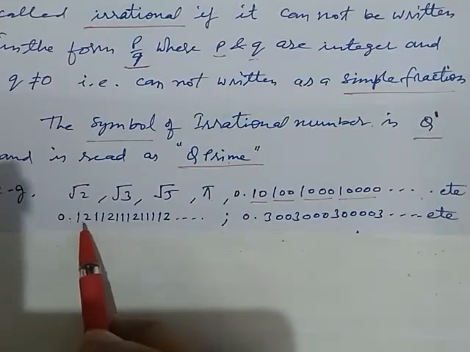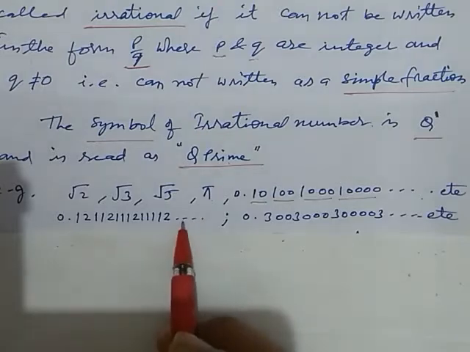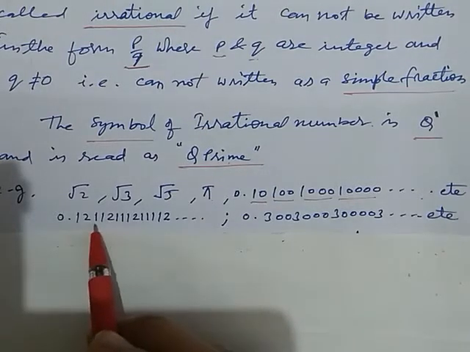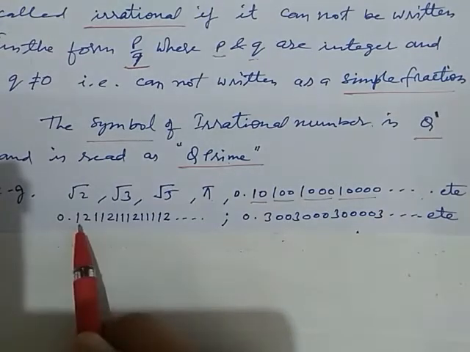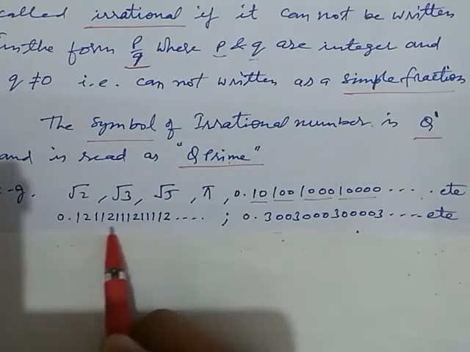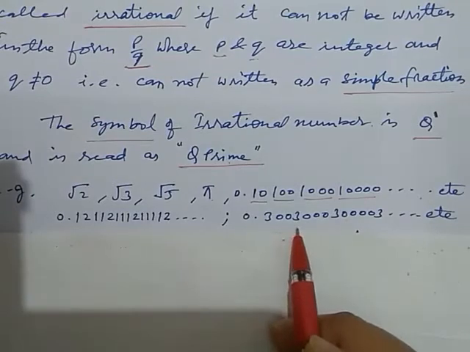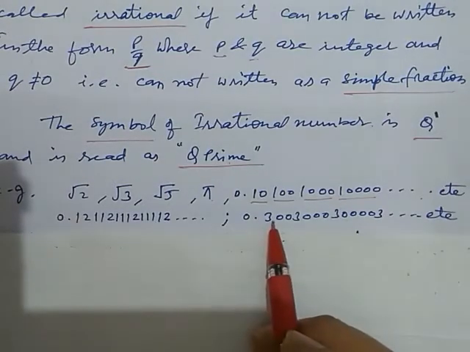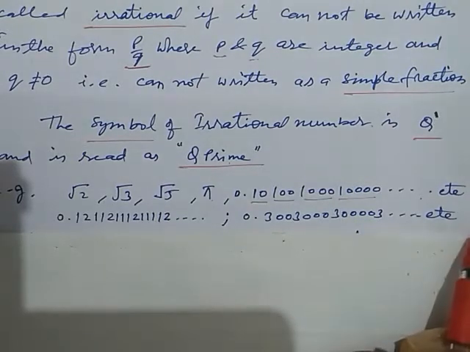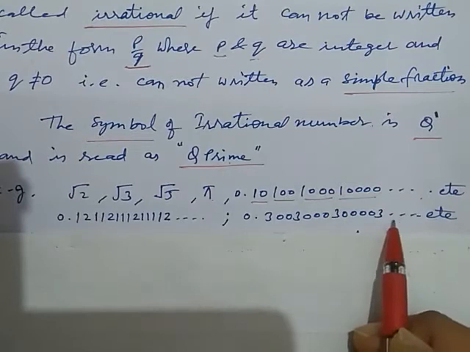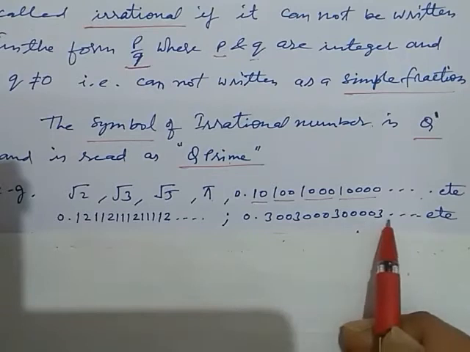Like that, 0.12112111211112. Here we can see the number is non-terminating but not repeating. The digits are changing, that's why they are not repeating. Again we take one more example, 0.3003000300003 and so on. This number is also non-terminating but the digits are not repeating in the same form.